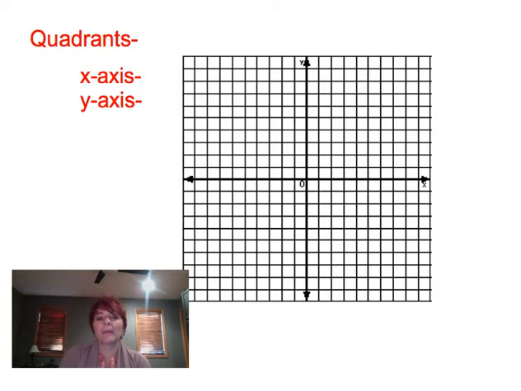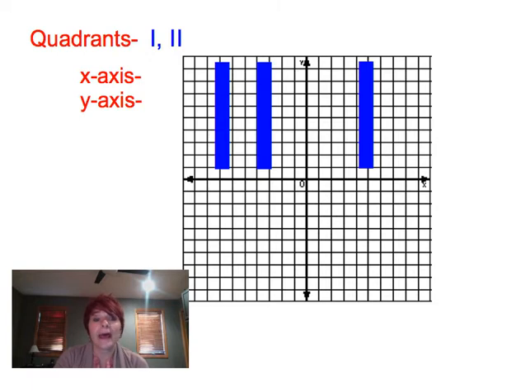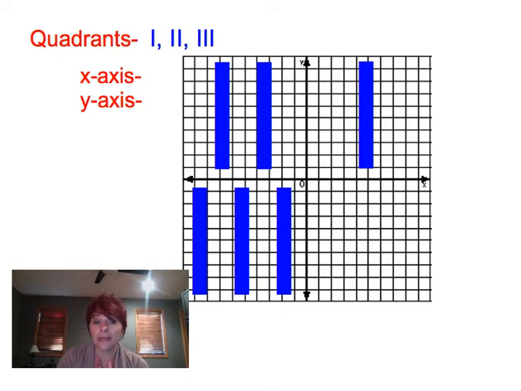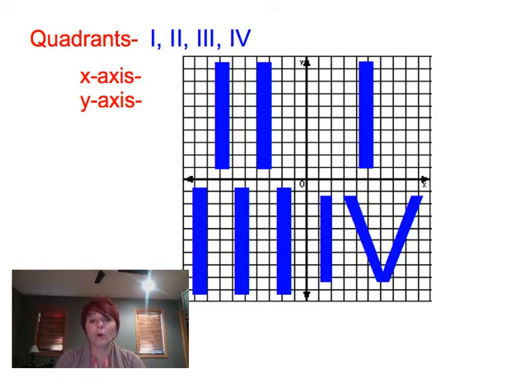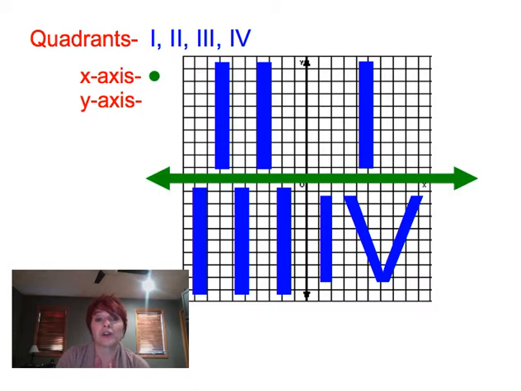Next, just to talk about quadrants a little bit, just to refresh your memory. Quadrant 1 is where the x's are positive and the y's are positive. Quadrant 2, x's are negative, y's are positive. Quadrant 3, the x's are negative and the y's are negative. And then the last is quadrant 4, where the x's are positive and the y's are negative. And then you've got your x-axis that goes horizontally, and you have your y-axis that goes vertically.